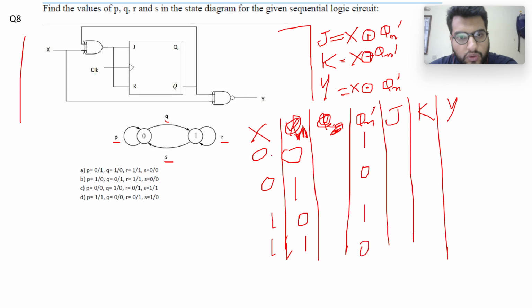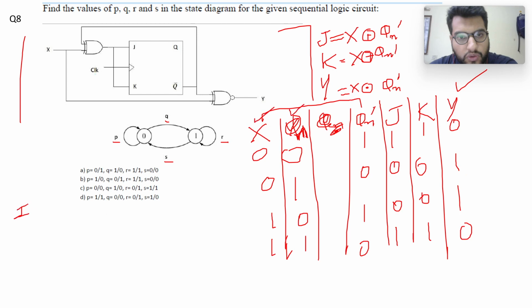J is equal to X XOR with Qn complement. So we have to do the XOR operation for these two columns. So this is 1 0 0 1, and K is also the same, 1 0 0 1, and Y is equal to X XNOR with Qn complement. So that will be the complement of this, 0 1 1 0. This is my output, this is my present state, this is my input.